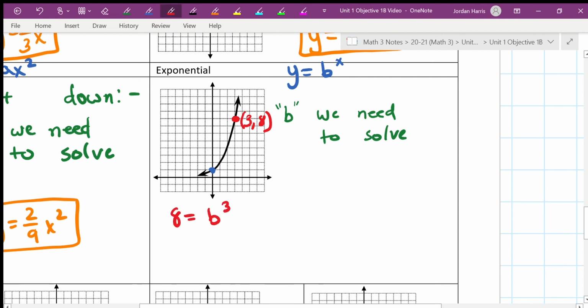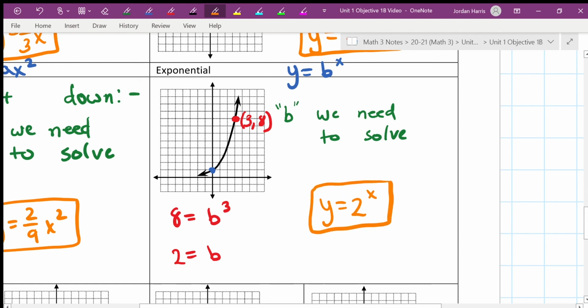Okay, so you have to know how to solve this. We could take the cube root of both sides, or we can think what number cubed is 8? So I know that 2, when I cube it, makes 8. So that would be y equals 2 to the x. Once again, that gets more complicated.